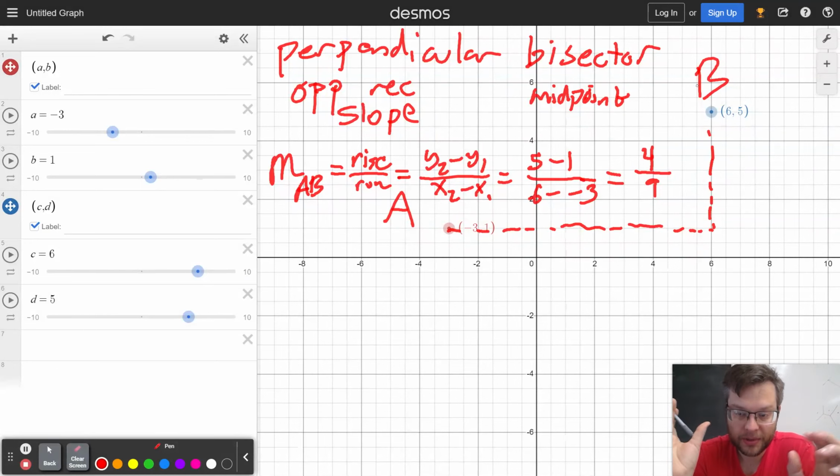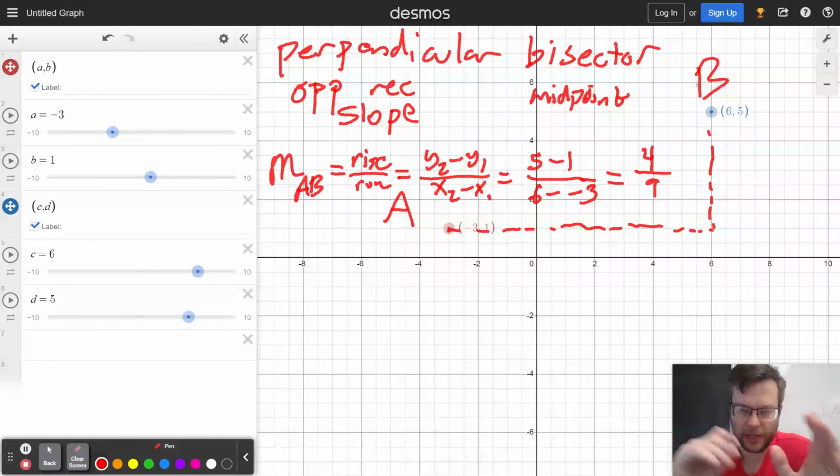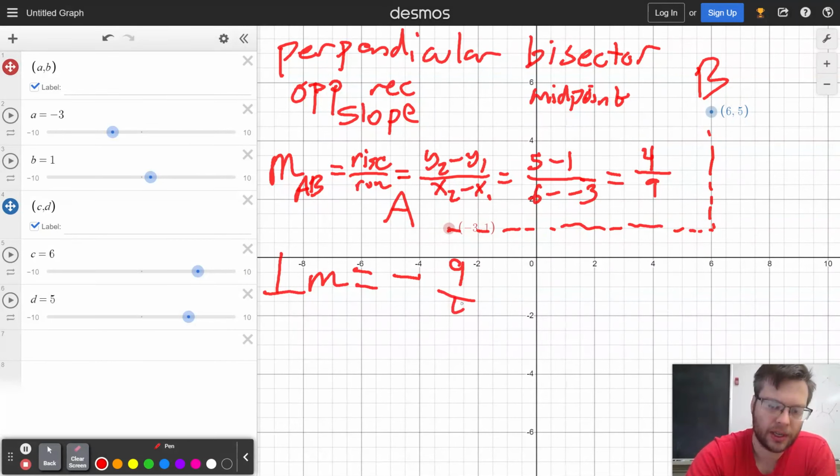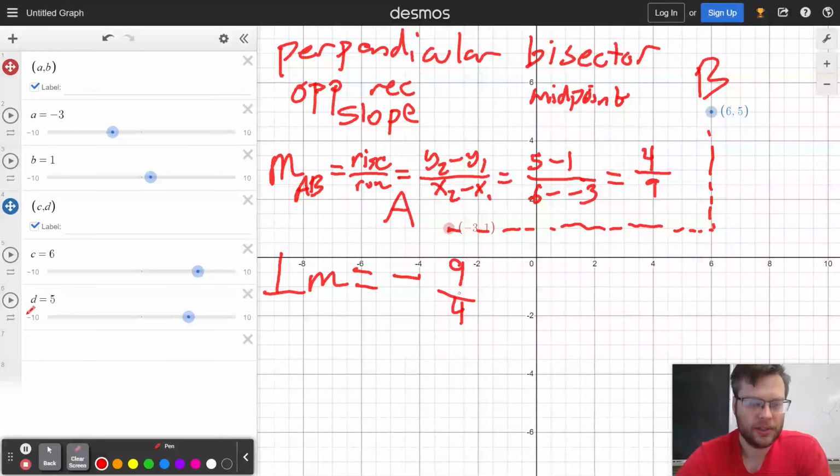So to make a perpendicular slope, I need to do the opposite and the reciprocal of that. So I'm going to write perpendicular M, that upside down capital T, that's perpendicular. You can see it makes a right angle. So the perpendicular slope is opposite, so a positive slope changes to negative, and reciprocal, so 4 over 9 changes to 9 over 4.